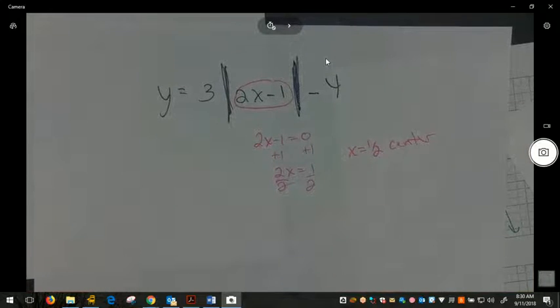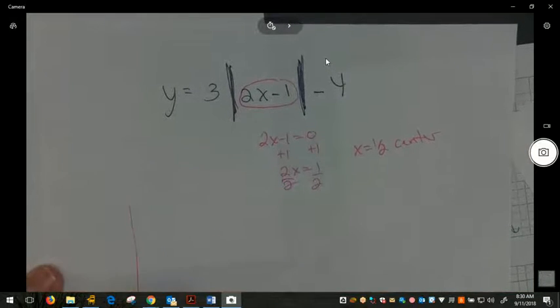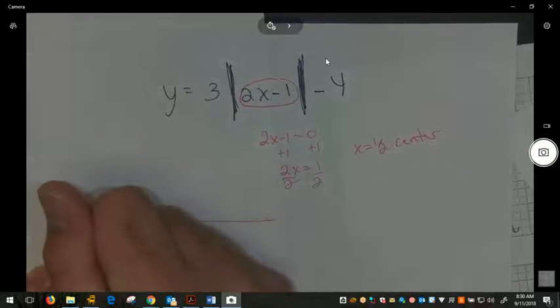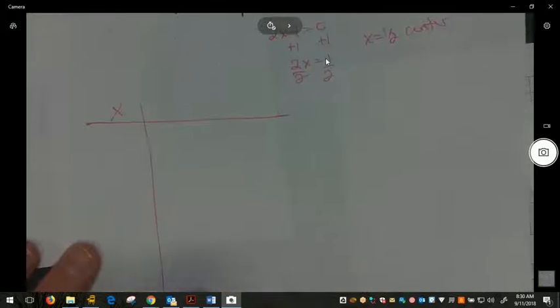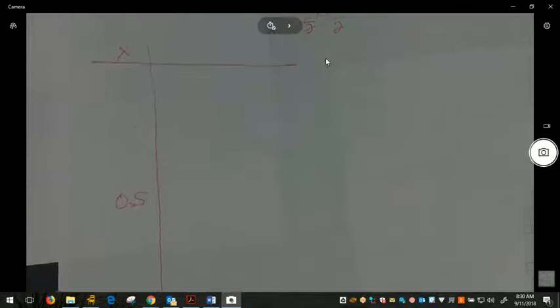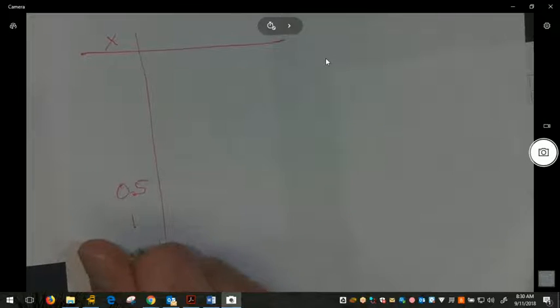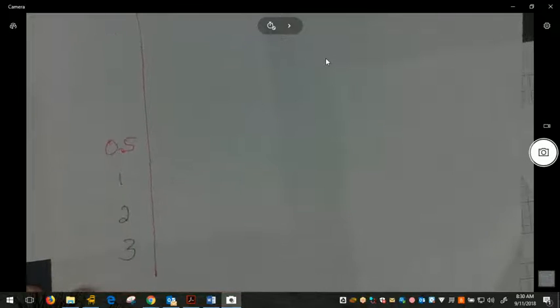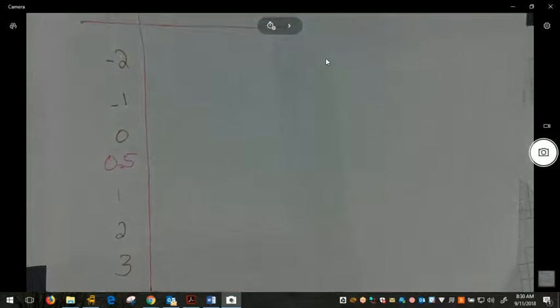We're going to want to make that the center of our table. So as I make my table, I'm going to put 1/2 at the center of it, 0.5. To the right of 1/2, I'm going to want at least 2 values. I'm going to do 3 for this video, so I have 1, 2, and 3. To the left of 0.5, I have 0, -1, and -2.